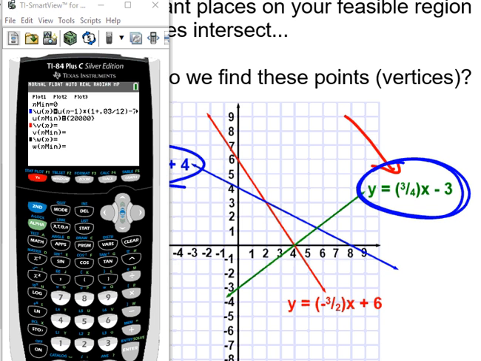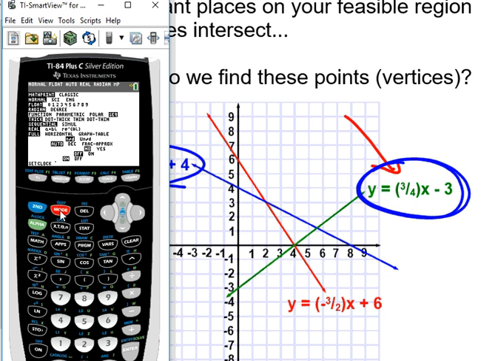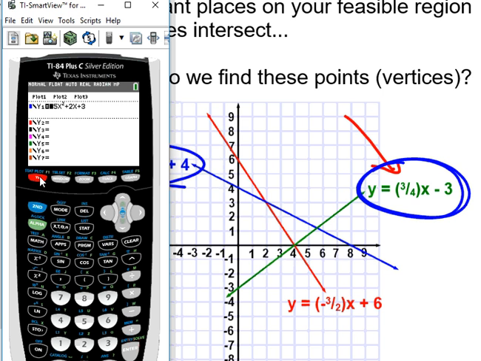So I guarantee you there's some kid who just went in their calculator and they're like, what the heck, my y equals screen is all messed up. Just a reminder, you want to be in mode and then under function. So if you are in a weird mode so you can't see y equals, go into function mode, then go back to y equals, and there we go.